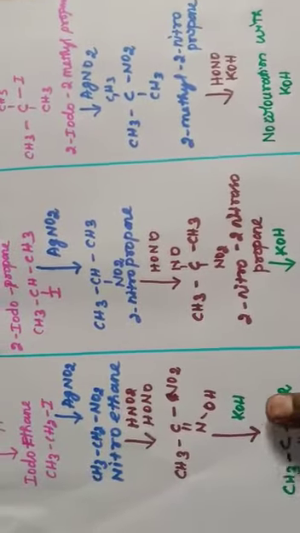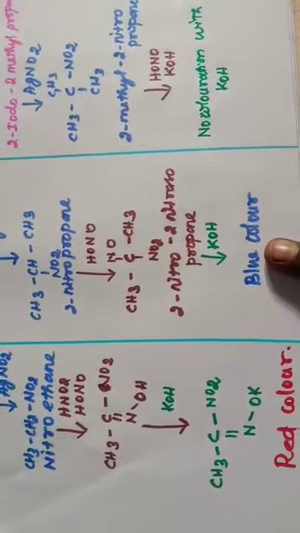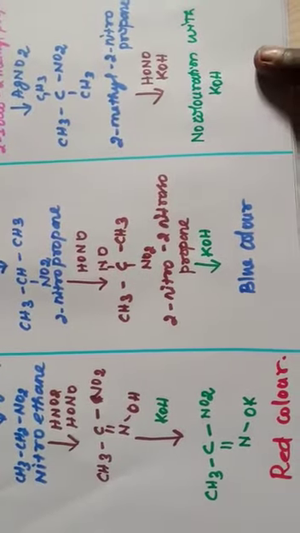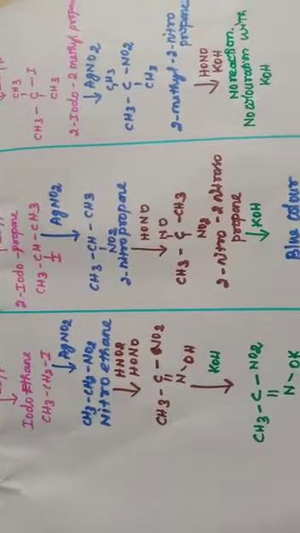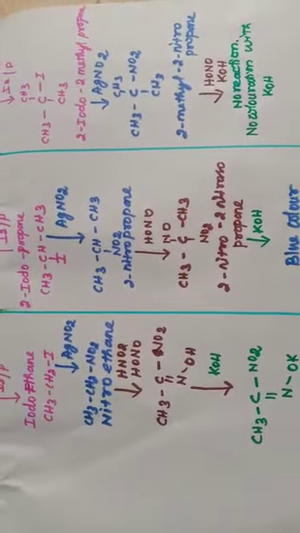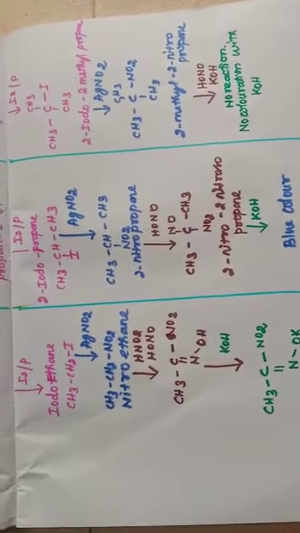So primary alcohol gives red color, secondary alcohol gives blue color, and tertiary alcohol gives no coloration with KOH. So these are the two methods to differentiate the primary, secondary and tertiary alcohols. Thank you.